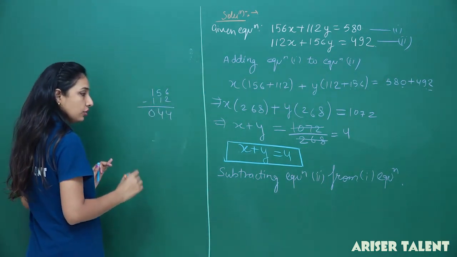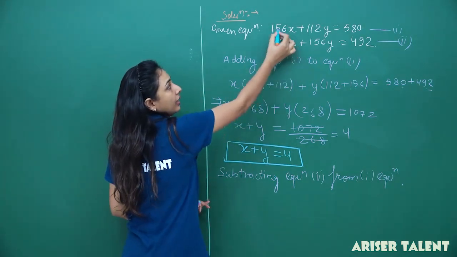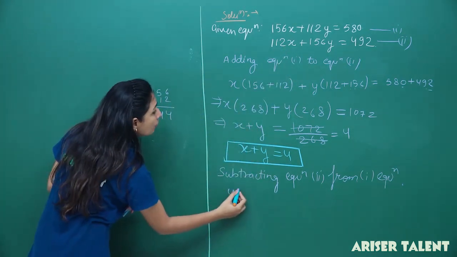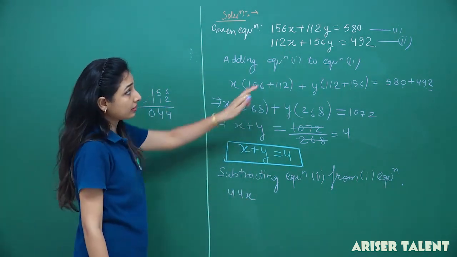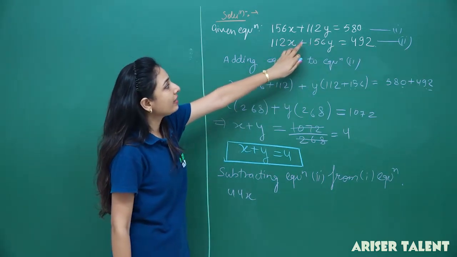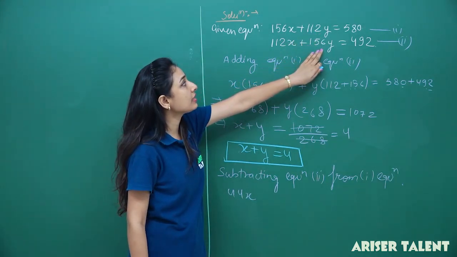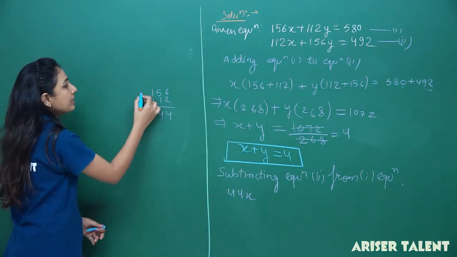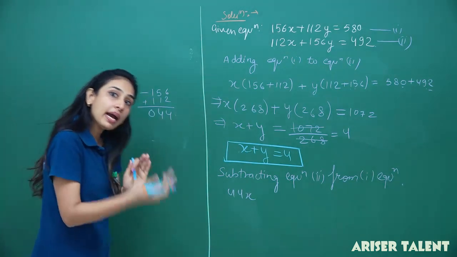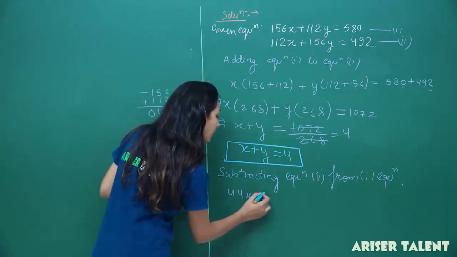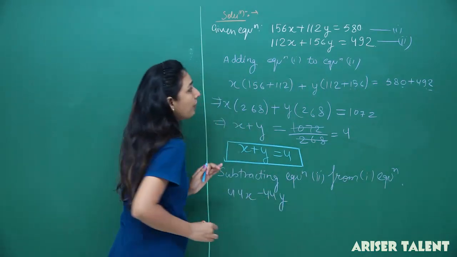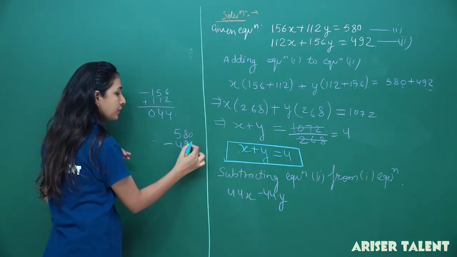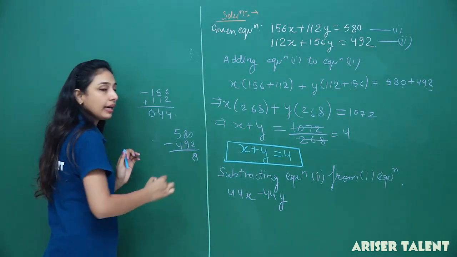Here it's 0. So can I directly write, student, 156 minus 112x equals to what? 42x. Plus, sorry, it's again minus 112 minus 156. Now this time it is plus and this is minus. So I will be getting minus 44y. Now 580 minus 492, simply I'll get 8 here.